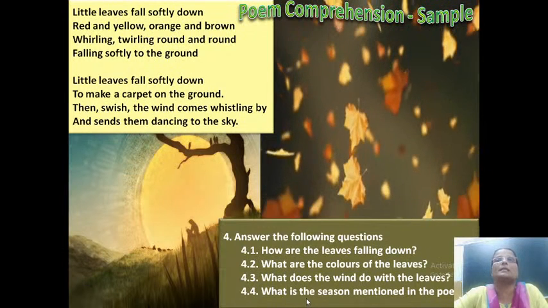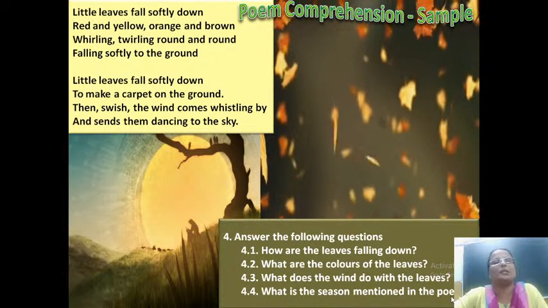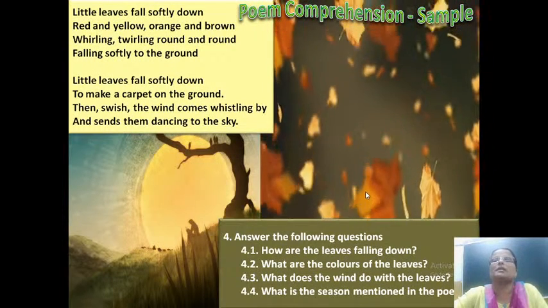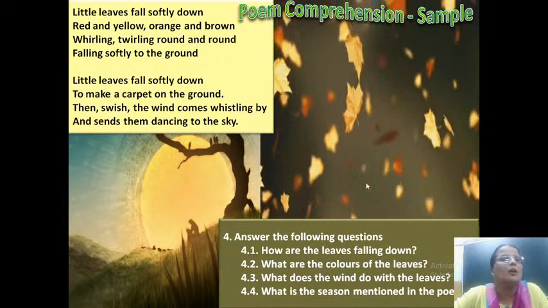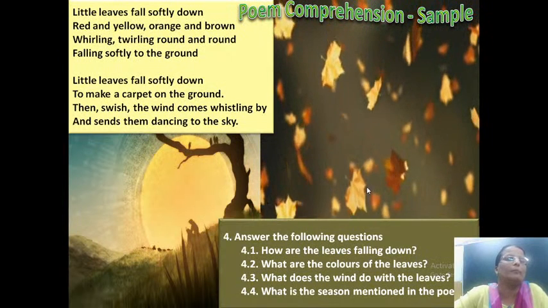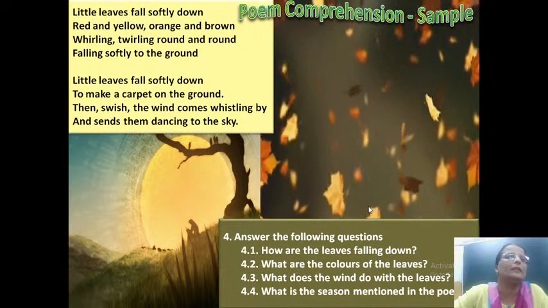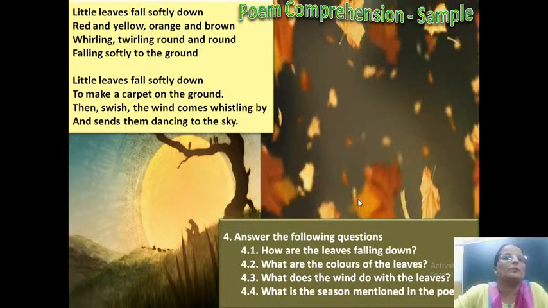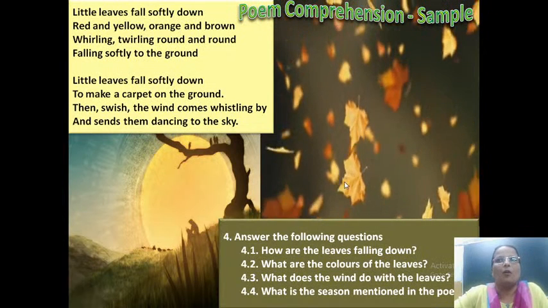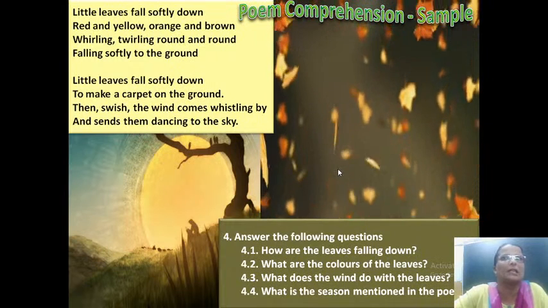So how should you answer? The season, autumn, is the season mentioned in the poem. That is one way of writing. The other way is, the season mentioned in the poem is autumn. Not spring, because in spring all the plants will bloom with flowers and be laden with fruits. That's why spring is called the queen of seasons. Autumn is the season in which the trees and plants shed their leaves.